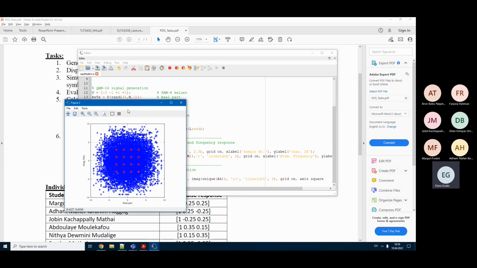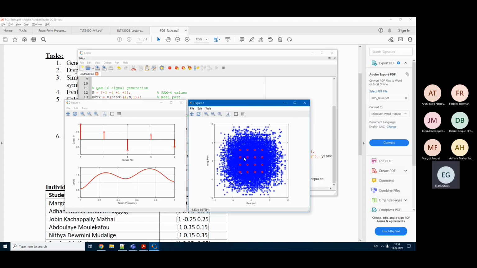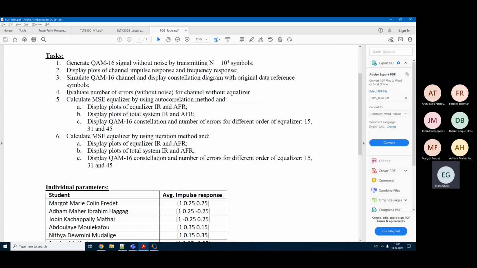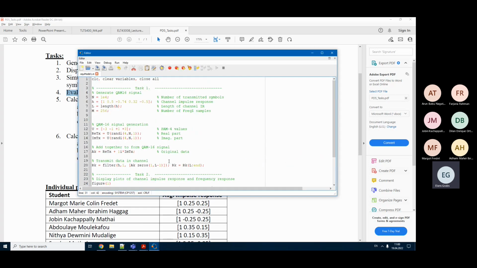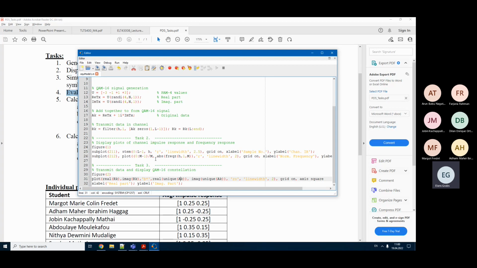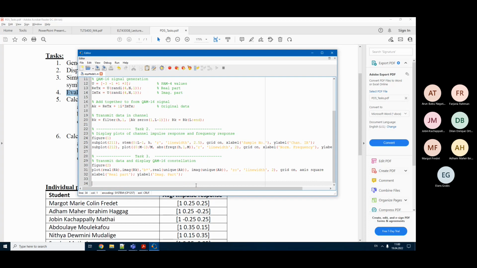Yes, here you can see our received signal, and you can clearly see that it's scattered around and probably it has some errors. Now what we need to do is to actually evaluate the number of errors without noise for the channel, without this equalizer. That means that we again have to demodulate this signal. This time, however, we are going to make a simple and fast demodulator. So that is going to be task 4.